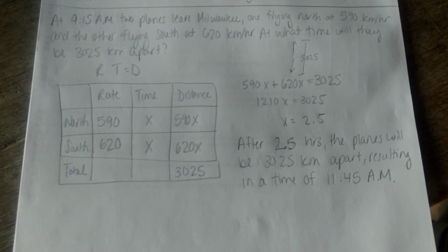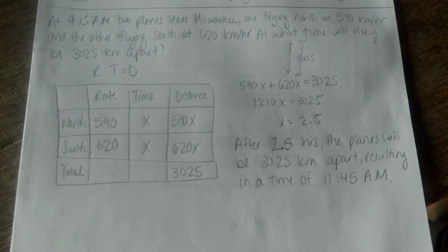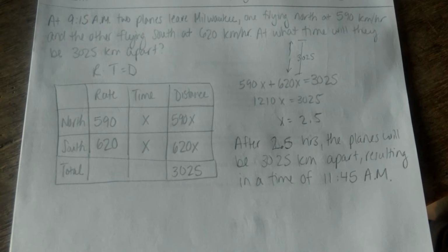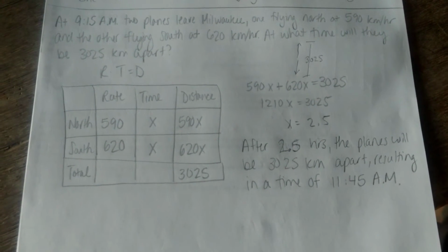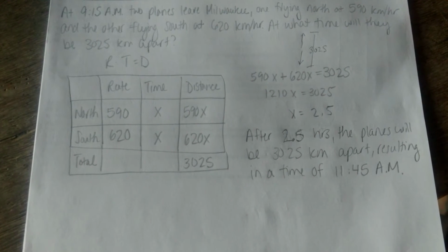But that's not the answer to the problem. After 2.5 hours, the planes will be that many kilometers apart, but it's asking for at what time specifically. So 2.5 hours from 9:15 is 11:45 a.m.